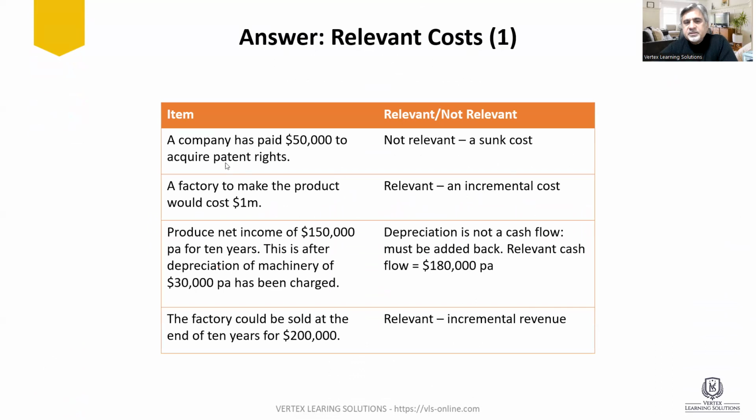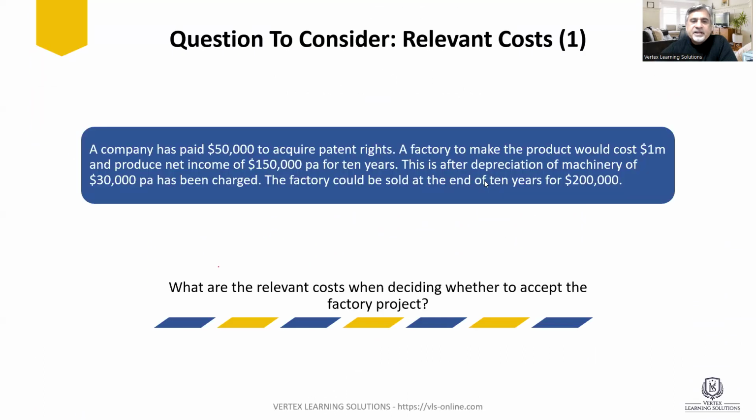$50,000, this is not relevant. It is a sunk cost because you already have paid it. Pay attention to the language: it says a company has paid 50,000. It does not say that you will pay it after taking the decision. You already have paid this money. Whether you make the factory or you don't, this money is gone. So this 50,000 is not relevant for taking the decision. The decision does not depend on this money.